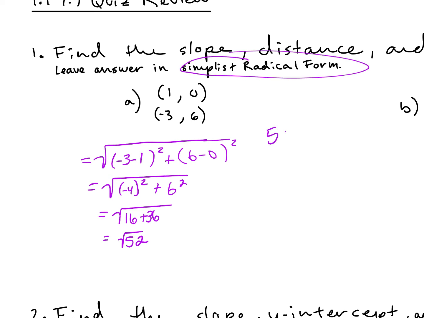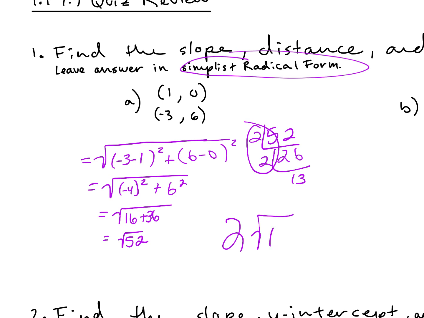Some of you are still having issues on how to break down. Just do some upside down division. Start with the smallest prime number. So 2 goes into 52 26 times. 2 goes into 26 13 times. 13 is prime. Okay? So now you're like, all right, well, now what do I do? Well, anything that's a pair, you can pull out in front. Anything that doesn't have a pair stays underneath your radical. So there is your answer.